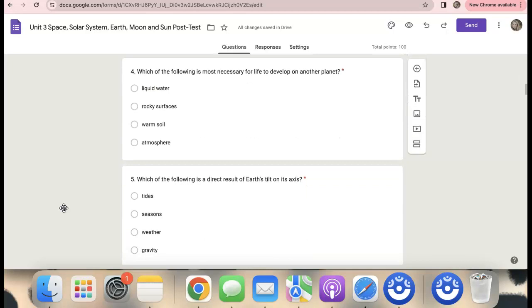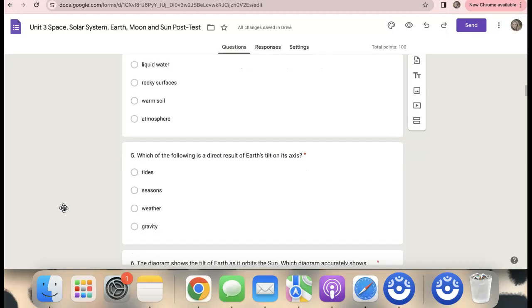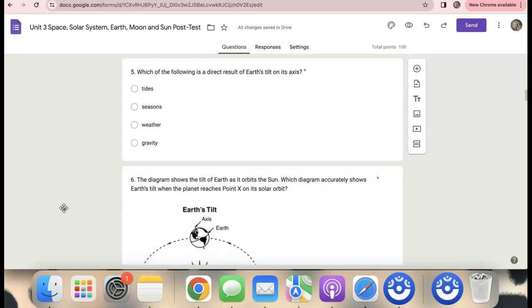Number 4. Which of the following is the most necessary for life to develop on another planet? Liquid water, rocky surfaces, warm soil, or an atmosphere? Number 5. Which of the following is a direct result of the Earth's tilt on its axis? Tides, seasons, weather, gravity.